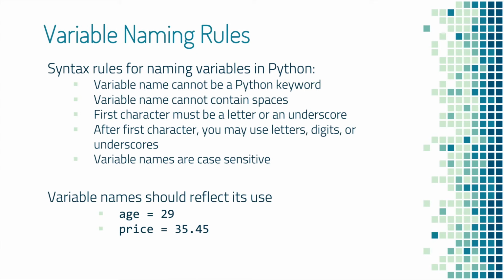Also, they're case sensitive. So if you do first with a capital P place, if you use it again in the future, it has to be the exact same way you described it. So for instance, here on the screen, we have age equals 29, and we have price equals 35.45. Okay? They should reflect their use. So do not use, in general, bad variable names. Make sure you're using names that are descriptive. So if I look at the variable, I know what's actually being stored there. So if you're doing an age, don't do A equals, do age equals. If you're doing a price, don't do P, type out the word price as the variable name. Okay?